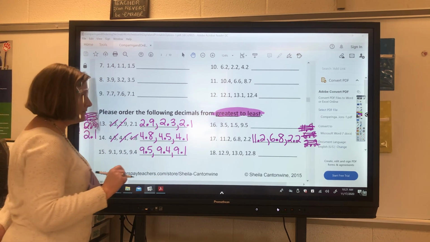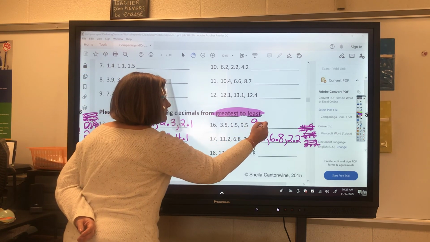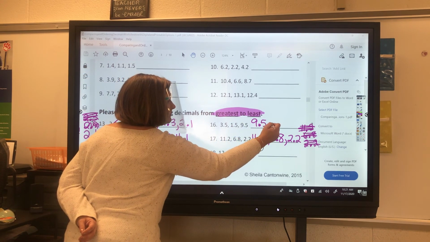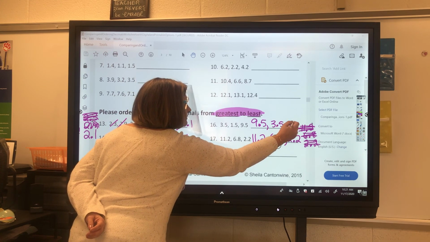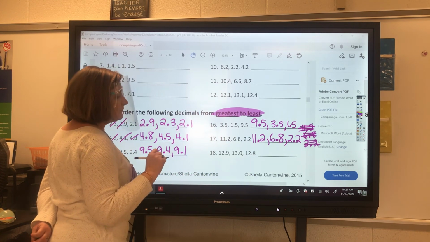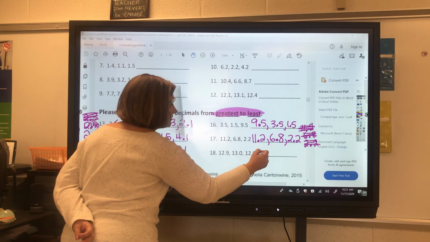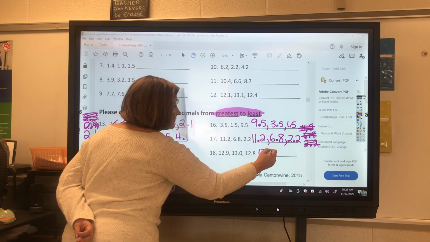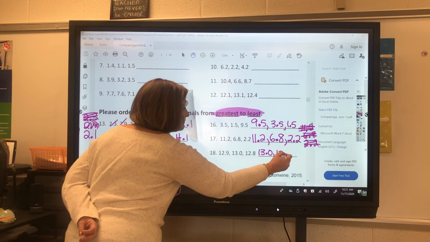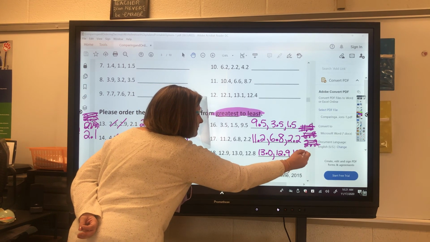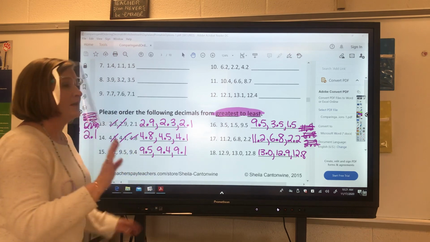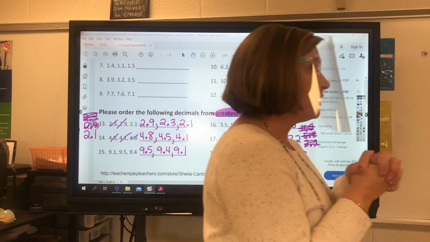Number 16. What's the biggest one? 9 and 5. The middle one? 3 and 5. And the smallest one? 1 and 5. And number 18. What's the biggest one? 12 and 13. The middle one? 12 and 9. And the smallest one? 12 and 8.